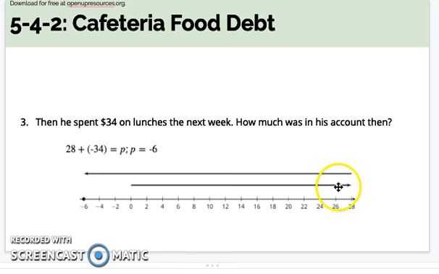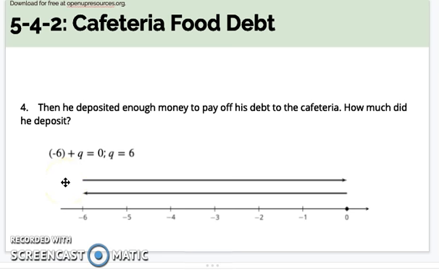So we went from 0 to 28, but then we spent $34, so we'll have to go all the way back and past 0 to negative $6. So if you think about it, how much more will I need from 28 to 34? 29, 30, 31, 32, 33, 34, that would be $6. And it's negative now because he owes some money.